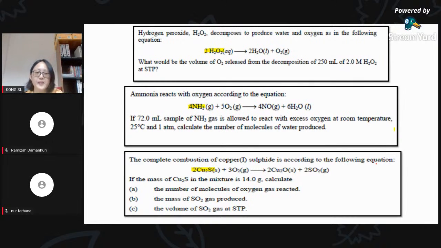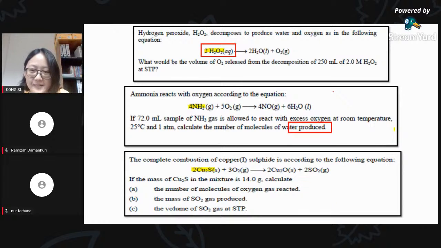Okay. For these 3 questions, if you look closely, actually we do not need to find the limiting reactant. The first one, there is only one reactant. What do you find the limiting reactant for? Hanya dia je. Limiting reactant hanya ada satu je. Apa nak cari? Tak payah cari. Memang ikut dia. Okay. Number 2.